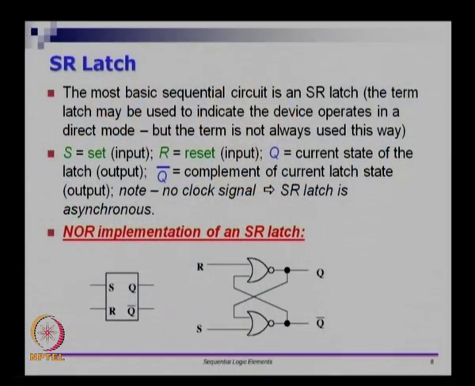So the first kind of logic element I am going to talk to you about is something called SR latch. It is the most basic sequential circuit, so it is very fundamental, and we will use this SR latch to build other latches and so on. So we will use this as a basic block to explain other things. So what you see as a circuit here in the bottom is actually the same circuit that I showed earlier, except that it is drawn in a different form.